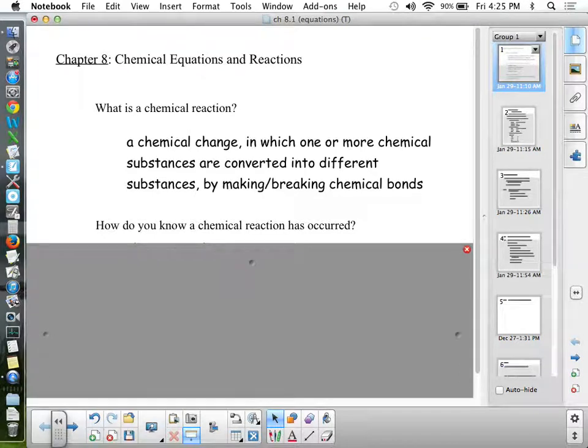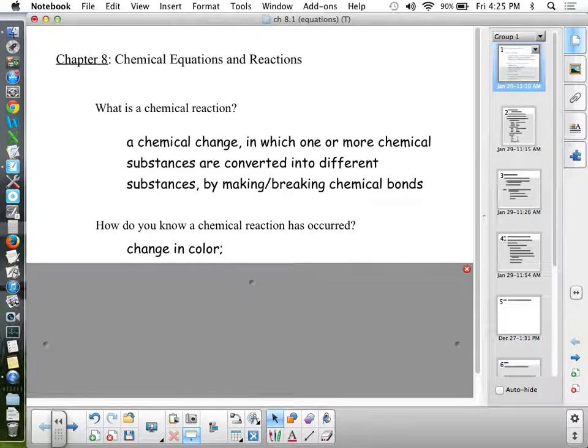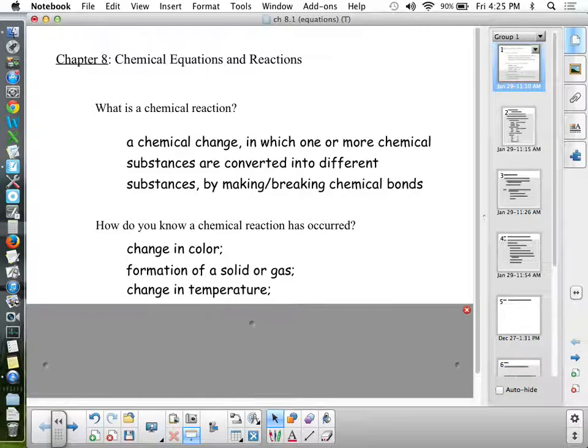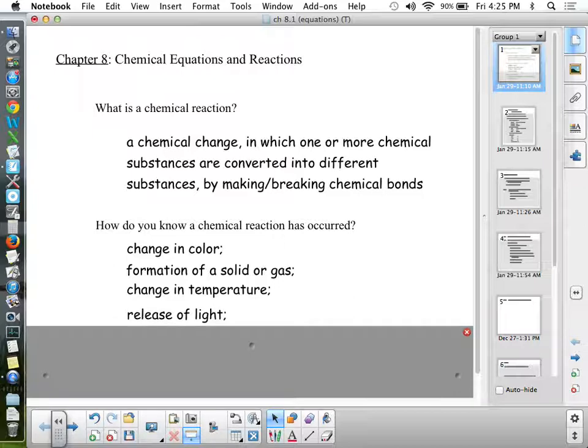What evidence might you have that a chemical reaction is taking place? Well, you've seen enough chemical reactions in this classroom to know what indicates a chemical reaction is occurring. And there are several different possibilities. You might see a change in color. You might see formation of a solid or release of a gas. You might observe a change in temperature, either an increase or decrease. And in some cases, you can see light being given off.